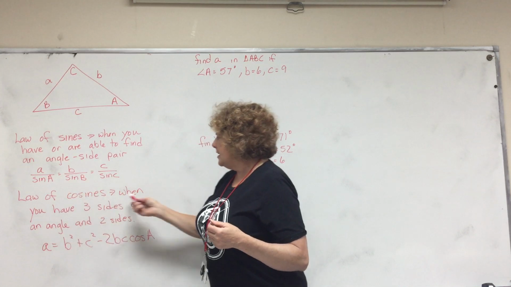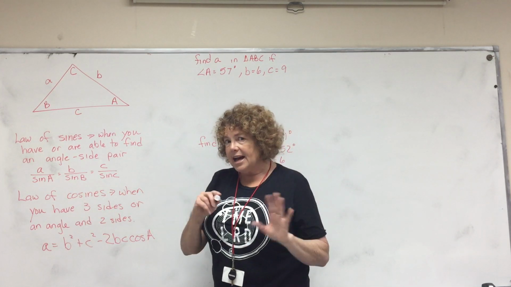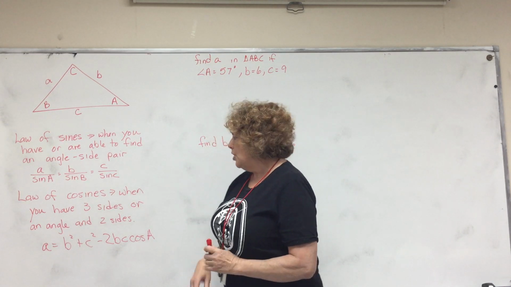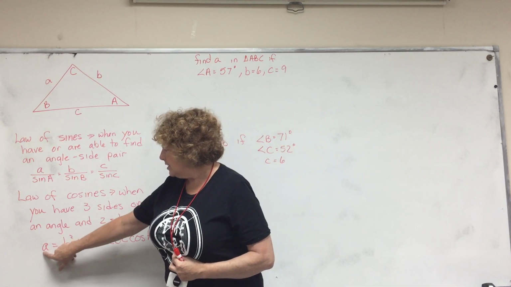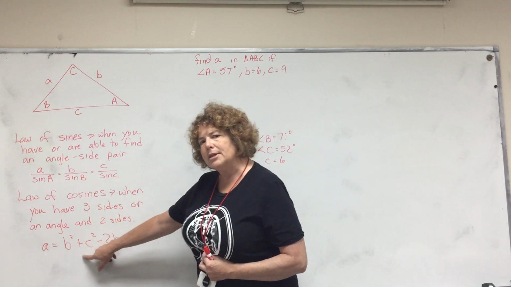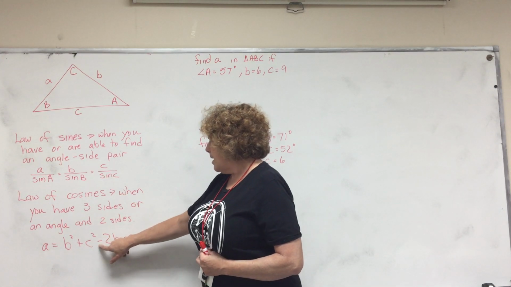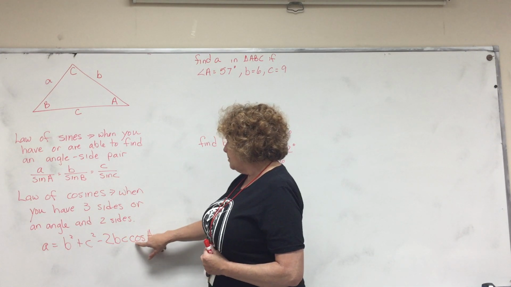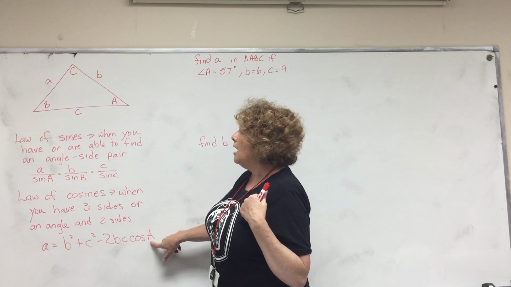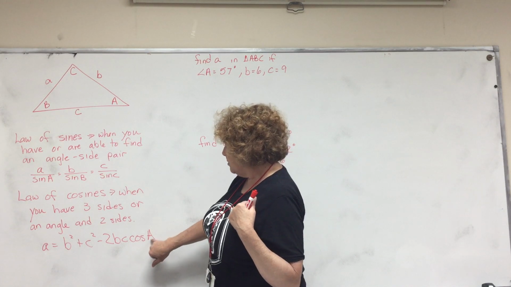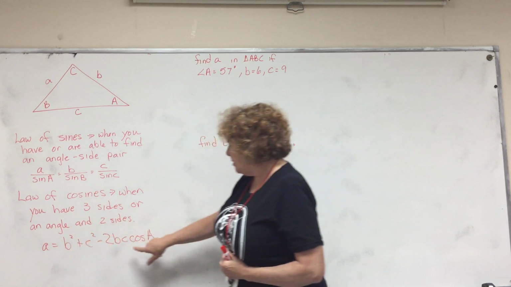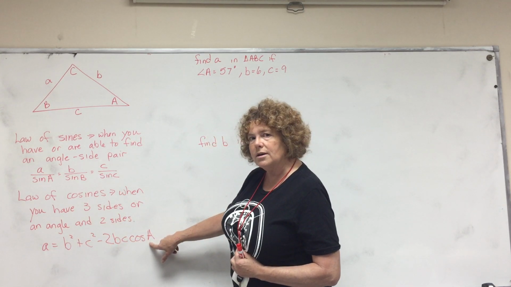The law of cosines is when you are given 3 sides, or you just don't have one of those angle-side pairs. So the side you're looking for always equals the other 2 sides squared. It looks a little like the Pythagorean theorem: b squared plus c squared, minus 2bc times the cosine of the angle across from the side you're looking for. Sometimes you might be looking for an angle and you have all 3 sides, then this side should be across from the angle you're looking for.